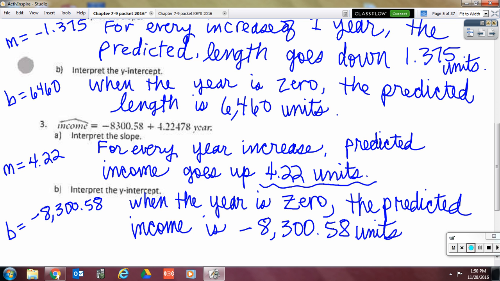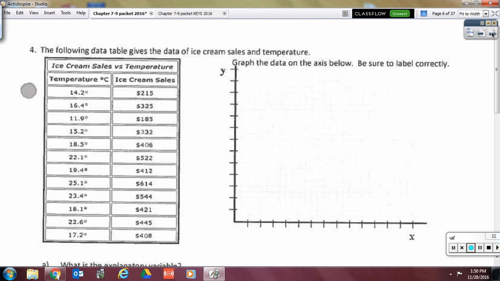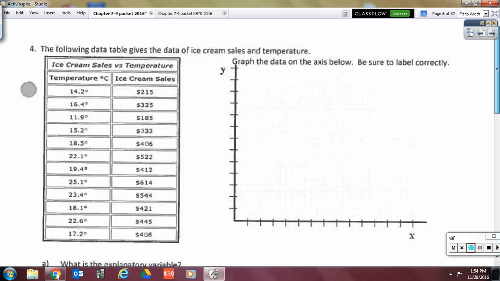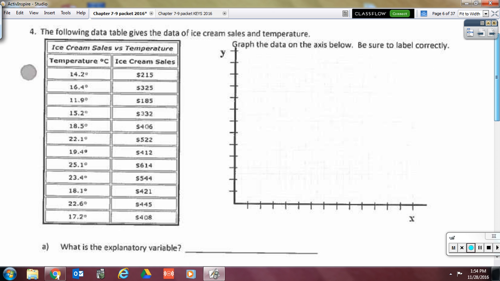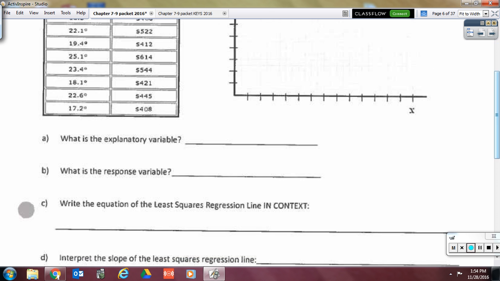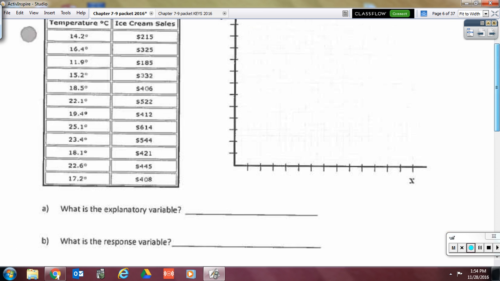Okay, so you need to know those phrases. Let's now do the next page. You want to hear your songs one more time? We have temperature and ice cream sales. So the first question is, what is the explanatory variable here?